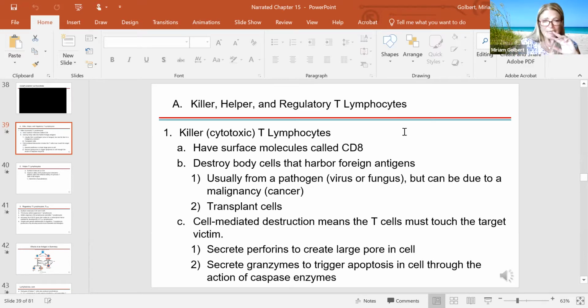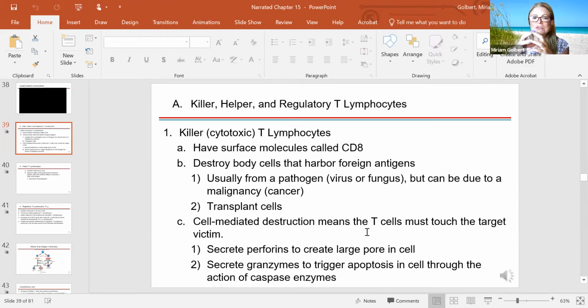So the killer T cell has little receptors on the cell surface that are called CD8. And so what happens is that when they attach to a specific cell, it could be a virus or fungus, it could be a malignant cell, a cancer cell, or it could be cells from another person, right? When somebody rejects an organ, right?